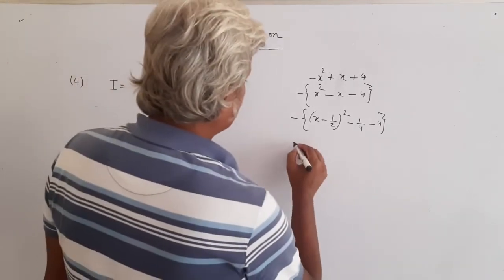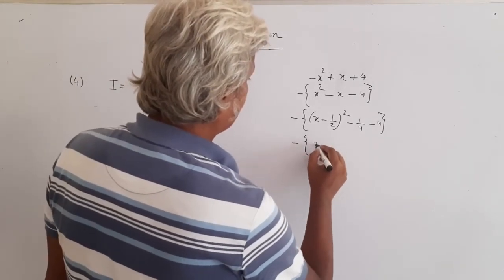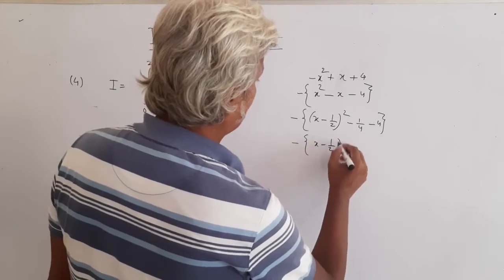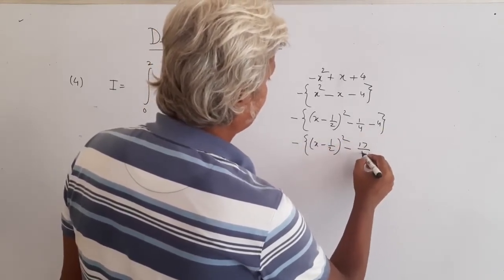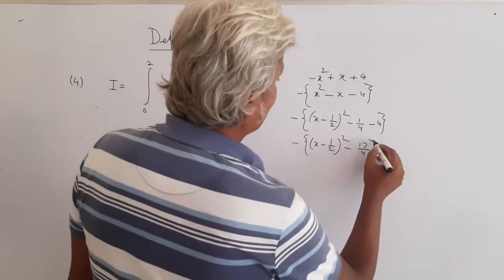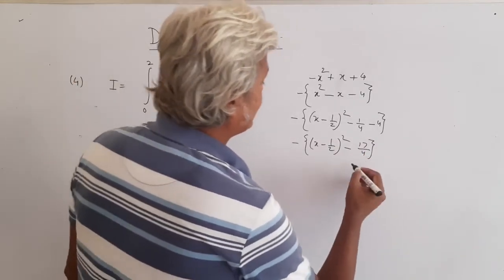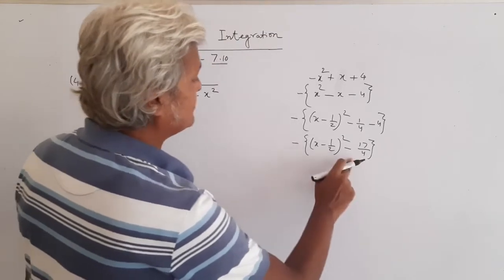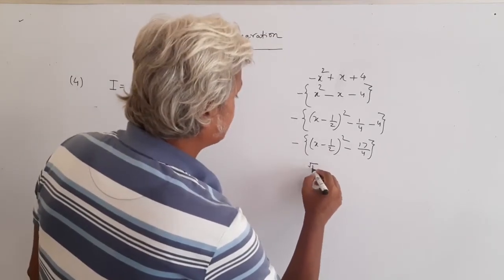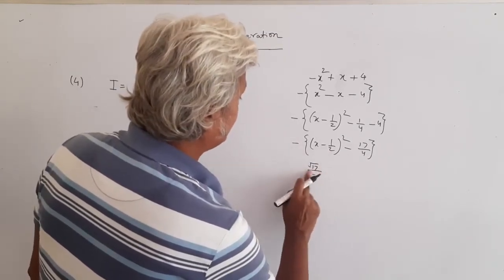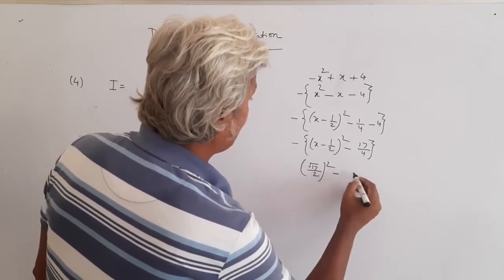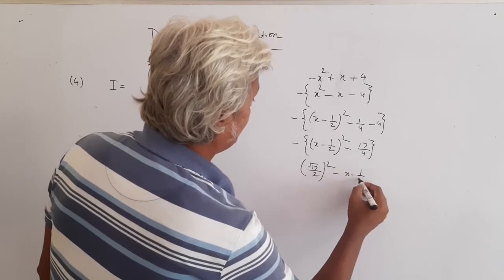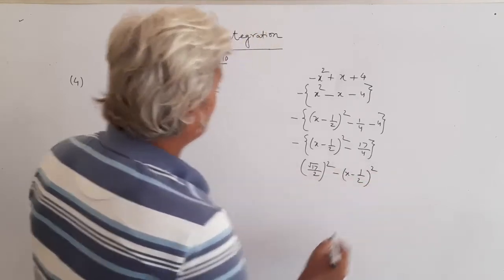Then this one is going to be x minus half whole square minus 17 by 4. And I would like to write this as something square, so I write, at the same time I dissolve this bracket, then I'll write this is under root 17 by 2 whole square minus x minus half whole square.